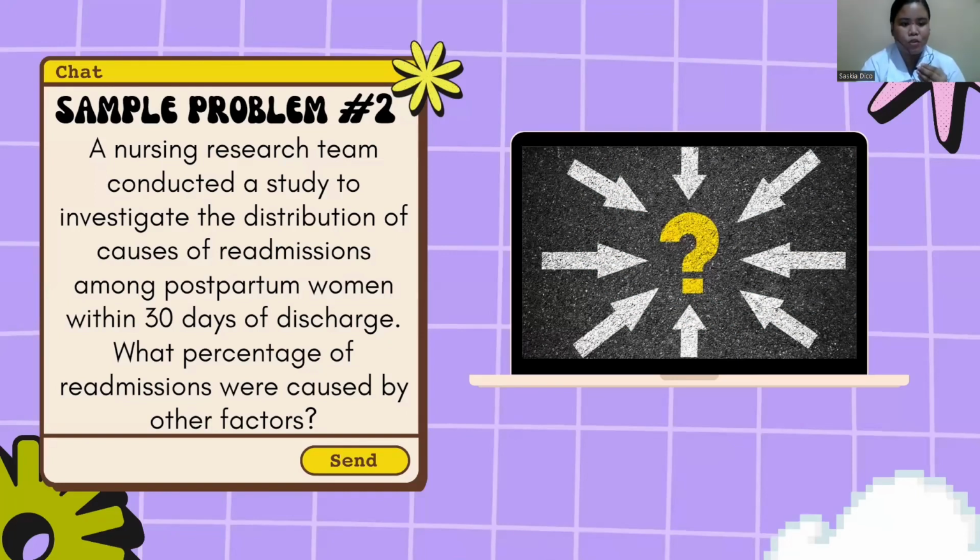Sample problem number 2: a nursing research team conducted a study to investigate the distribution of causes of readmissions among postpartum women within 30 days of discharge. What percentage of readmissions were caused by other factors?